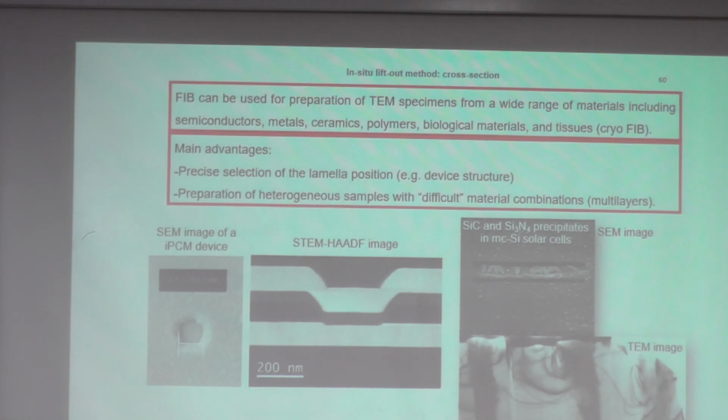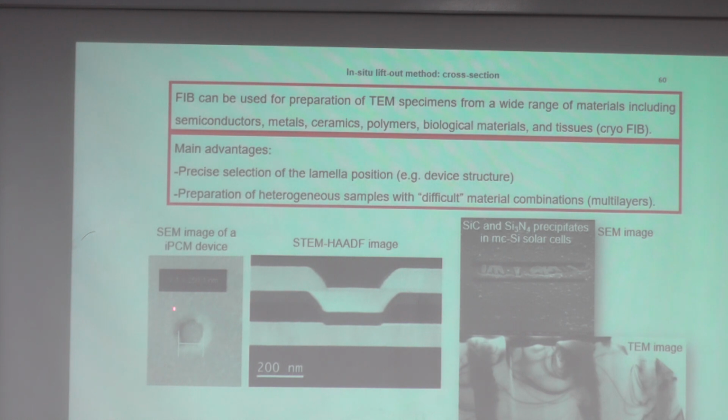So why is this FIB method so interesting and important? First, you can prepare lamellas from a wide range of materials, including semiconductors, metals, ceramics, polymers, biological materials, and tissues. Here you use cryo. The main advantage is the precise selection of the lamella position and preparation of heterogeneous samples with difficult material combinations like multilayers. Here is one example.